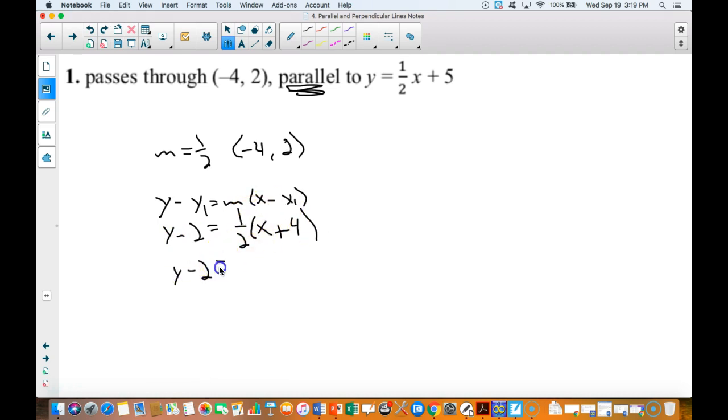Distribute this 1/2, 1/2x. Now 1/2 times 4 you can put in the calculator if you're not comfortable with that. That is just plus 2. Then add this 2 to the other side to get y by itself. And we end up with y equals 1/2x plus 4. So that's my final answer. That's the equation of a line that is parallel to this one and goes through this point.